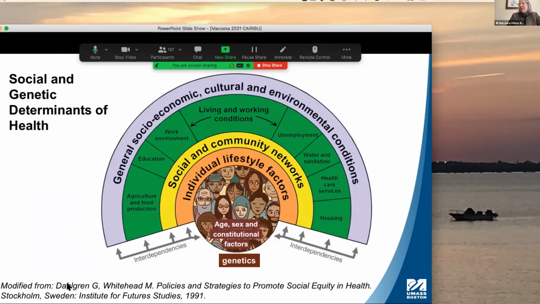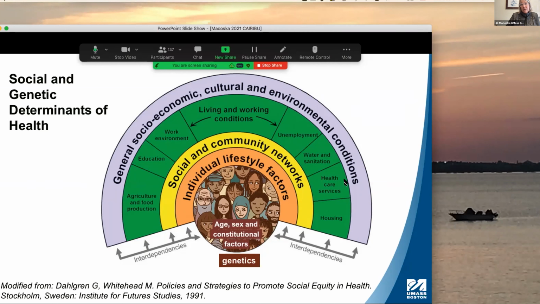This is a Dahlgren-Whitehead rainbow. You've probably seen this before, where it defines the various things that contribute to health disparities. A lot of them are general socioeconomic, cultural, and environmental conditions. What kind of food do you eat? Where does it come from? How educated are you? What's your work environment like? Are you employed? What's the water quality and sanitation like where you live?